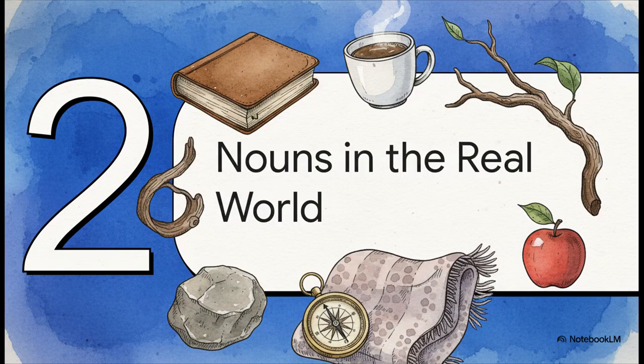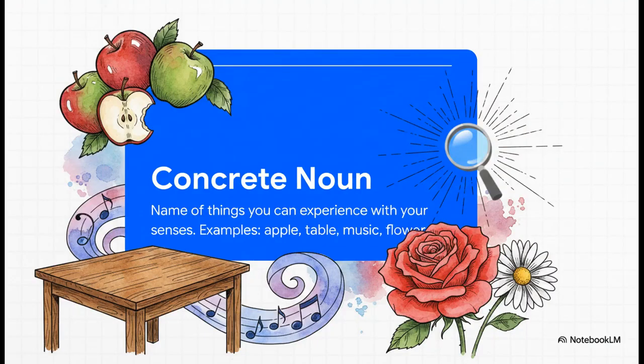Okay, so we've got general versus specific names down. Now let's talk about the stuff you can actually see and touch, the nouns that make up our physical world. We call these concrete nouns, and the rule is super simple. If you can experience it with any of your five senses, sight, touch, hearing, smell, or taste, it's a concrete noun. You can see an apple. You can touch a table. You can hear music. You get the idea. It's all the concrete stuff around us.